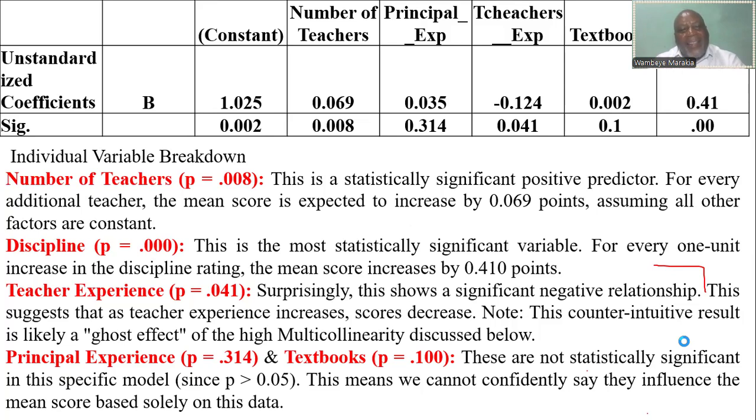So when we are looking at these three, p-value of 0.008, p-value of 0.00 for discipline, p-value of teachers experience 0.041, then when we end up interpreting them, we'll do something on the null hypothesis. In the first one, we reject the null hypothesis, the number of teachers. We reject that null hypothesis, which is saying there is no statistically significant relationship. We reject that null hypothesis.